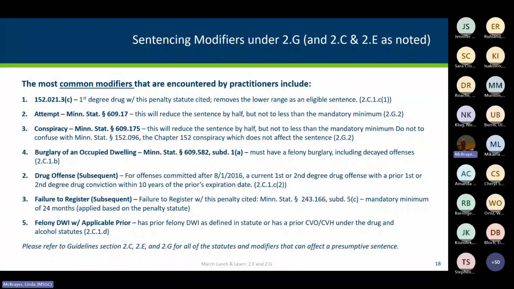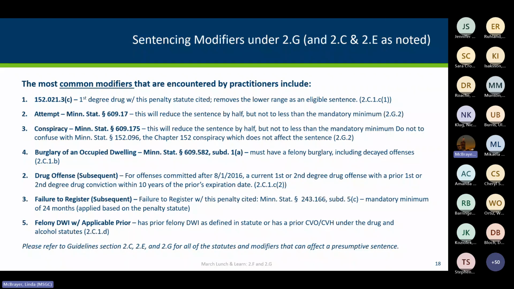So always, much like the first one, always make sure you have the right statute listed to apply the modifier in those cases. And finally, felony DWI with an applicable prior. The applicable prior has to be a felony DWI as it's defined in statute, or a prior CVO or CVH offense under the drug and alcohol statutes.